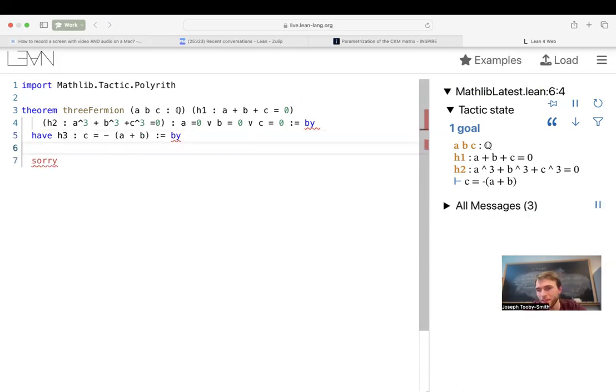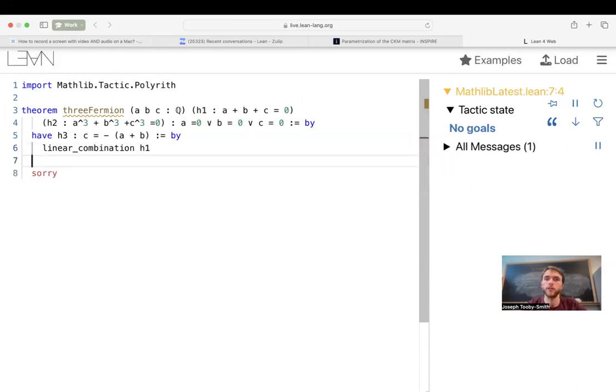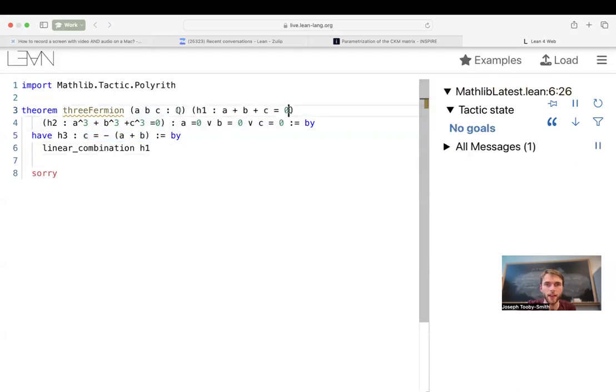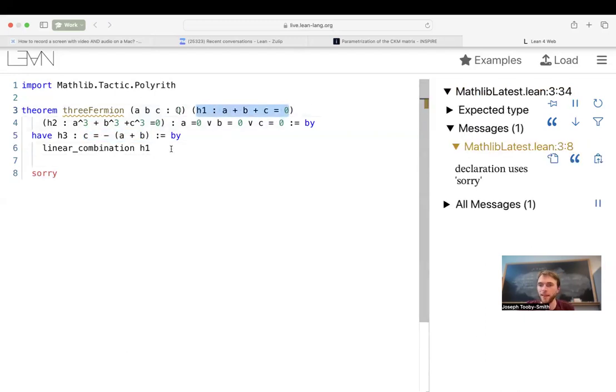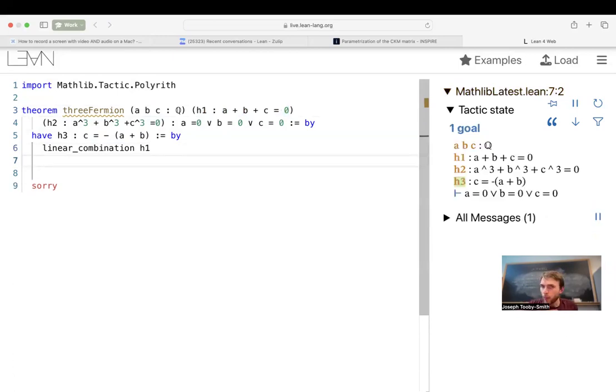Okay, and you don't have to do anything really complicated to do this. All you do is linear_combination, and that will prove it for us. Basically, because this equation is solved by a linear combination of this equation here. So that can be solved like that. Okay, so that's step number 1. And as you can see, we now have that hypothesis in our tactic state.